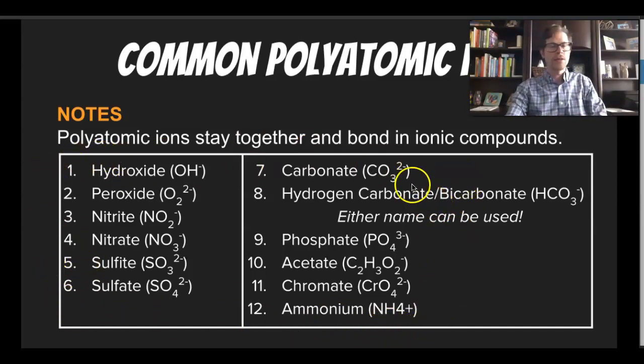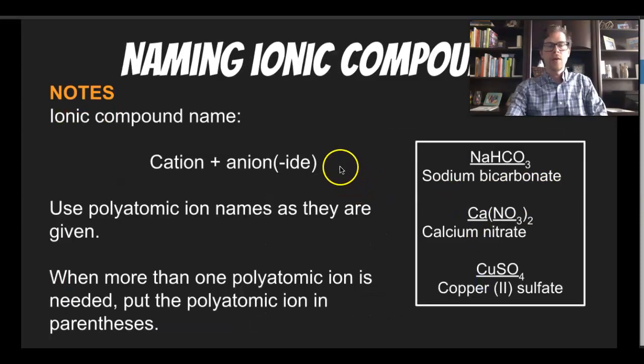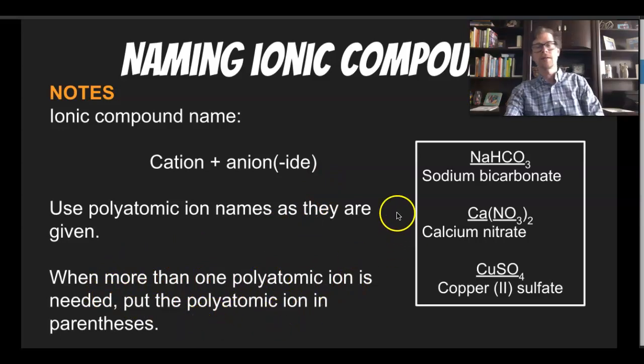No need to memorize, but you need to have a list so that you can figure out what they are, either by seeing the formula or by seeing the name. A note on something that's been confusing in the past: hydrogen carbonate or bicarbonate. These are 2 different names for HCO3-. When we name ionic compounds that involve polyatomic ions, we do the same thing, but we don't need the "ide." And if we have more than one polyatomic ion involved, we're going to put the polyatomic ion in parentheses. Here are some examples.